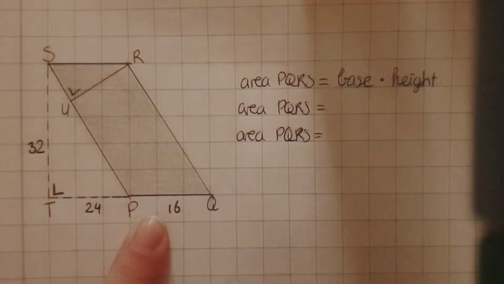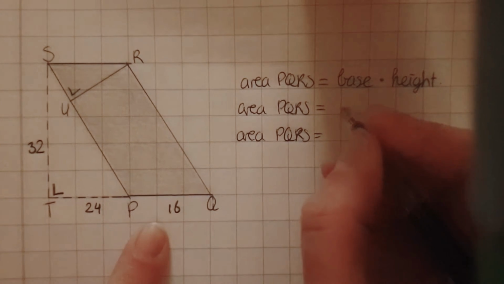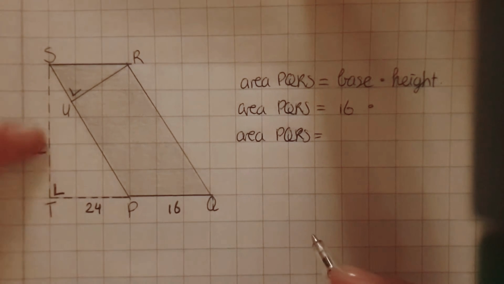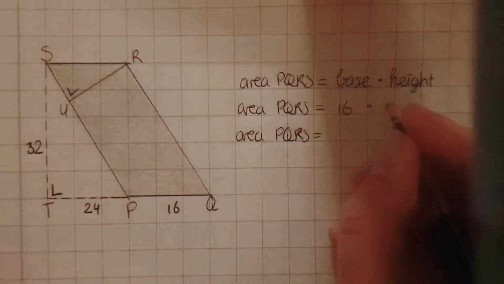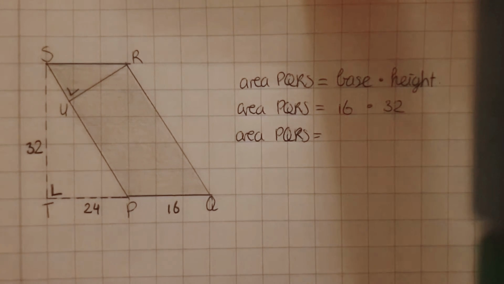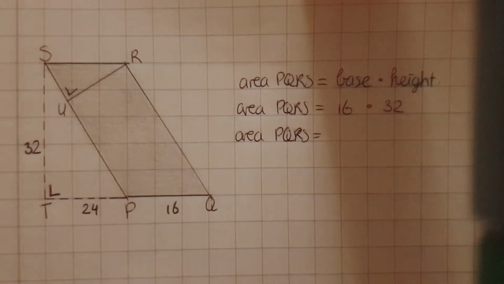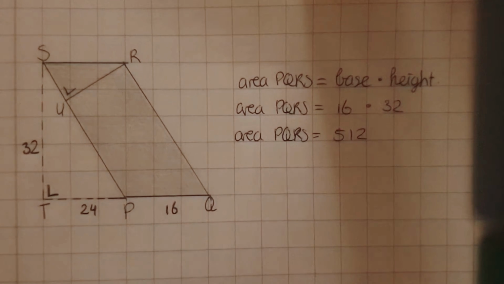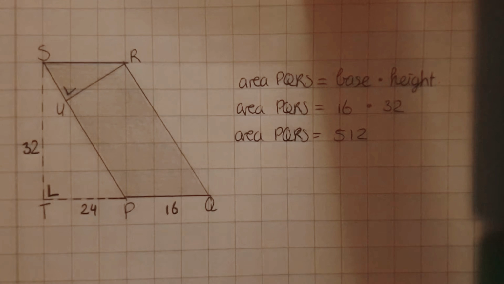Again, PQ is the base. That's 16. And the corresponding height is this, 32. 16 times 32 is 512. So the area of parallelogram PQRS is 512.